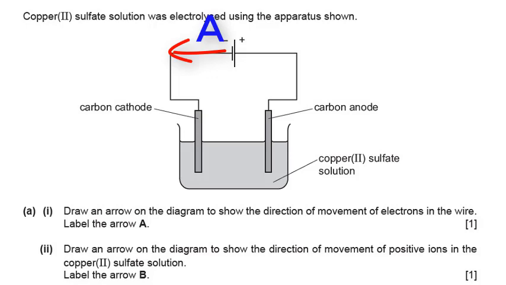A, II. Draw an arrow on the diagram to show the direction of movement of positive ions in the copper sulfate solution. Label the arrow B. The positive ions in copper sulfate is copper plus 2, which are moving towards the cathode, which is the negatively charged electrode.